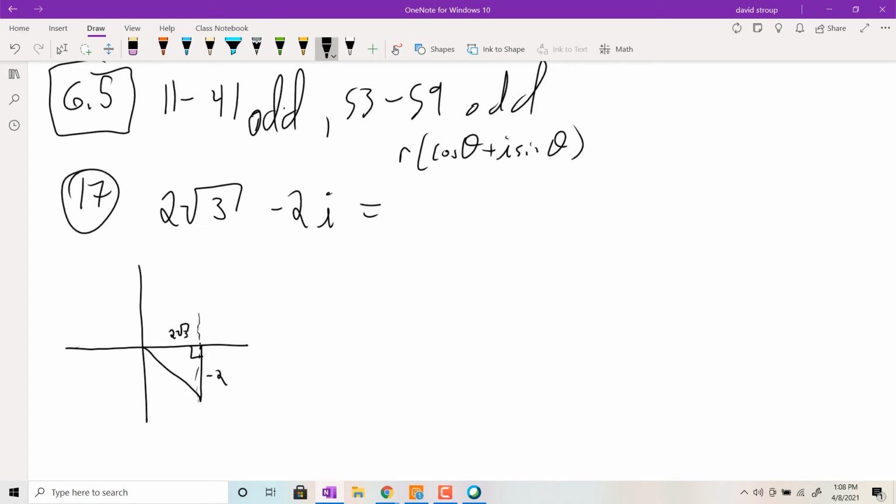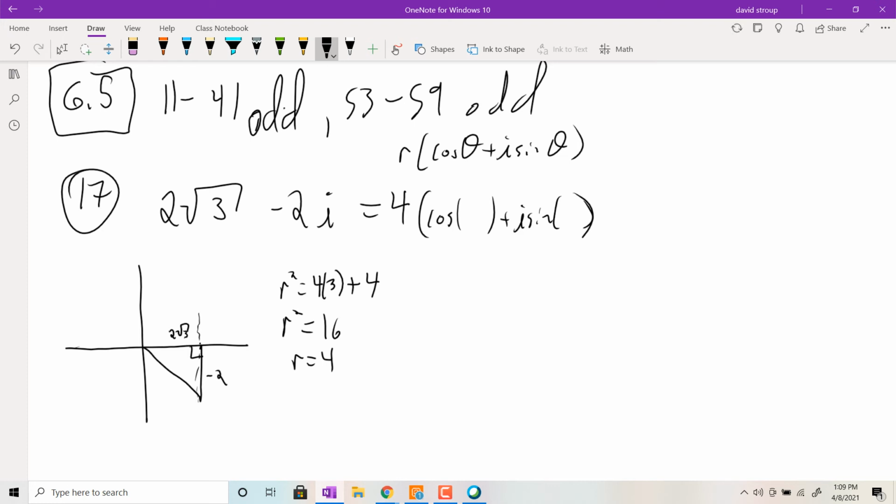The r value, r squared, is x squared plus y squared. So x squared will be 4 times 3, plus -2 squared is 4. So r squared, again, is 12 plus 4 is 16, so r is 4. So you get 4 times cosine of blank plus I sine of blank.